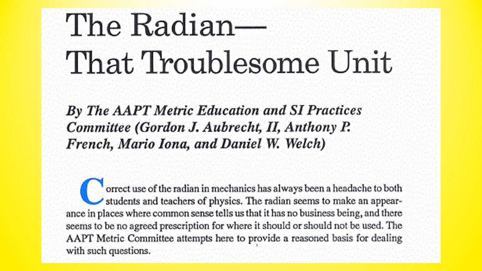Now let's consider if the benefits offered by the last option are worth the effort to change the current standard. This is an article titled The Radian, That Troublesome Unit, which was published by the American Association of Physics Teachers. Correct use of the radian in mechanics has always been a headache to both students and teachers of physics. The radian seems to make an appearance in places where common sense tells us that it has no business being, and there seems to be no agreed prescription for where it should or should not be used. The EPT Metric Committee attempts here to provide a reasoned basis for dealing with such questions.